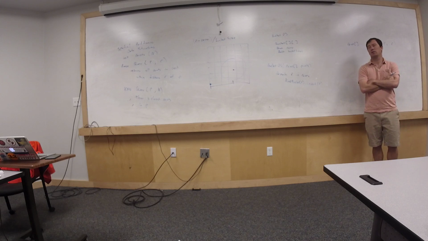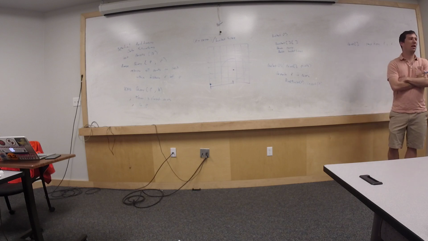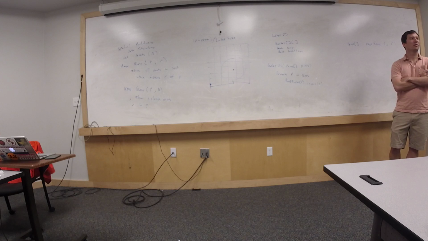So what could I do? Figure out what buckets are inside. I want to find out which buckets overlap with the sphere, and then go inside of each bucket and see what points are inside of that as well.